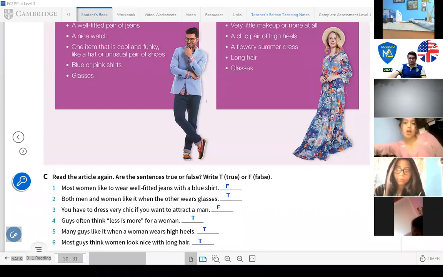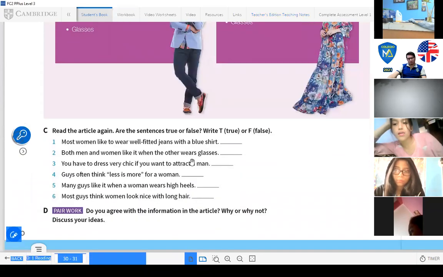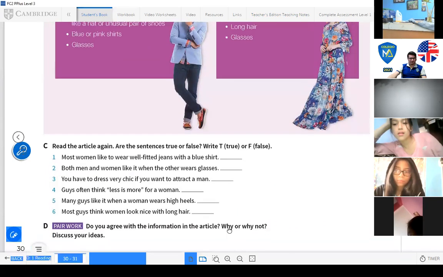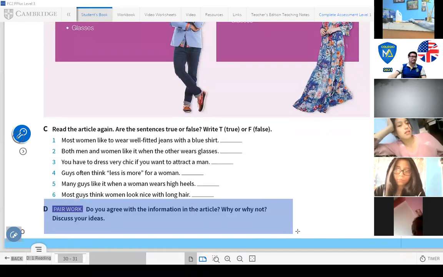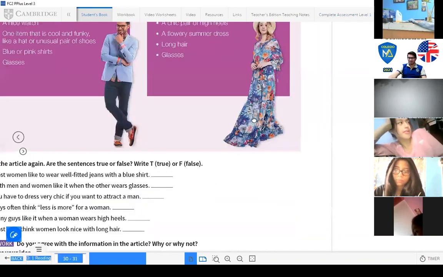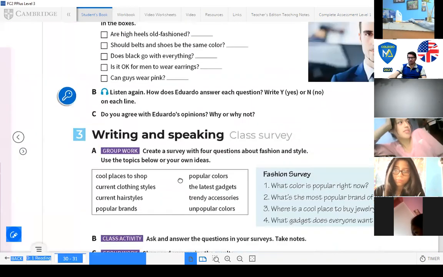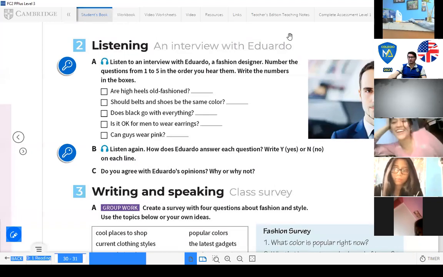Well, we have to continue. Let's go to the next part. What do we have here? This is the per word. Do you agree with the information in the article? Como les decía, la información que viene en el artículo, al fin y al cabo, es referencial. Algunas cosas puede que sí y otras puede que no. Pueden ser ciertas en algunos casos y en otros no, ¿ok?